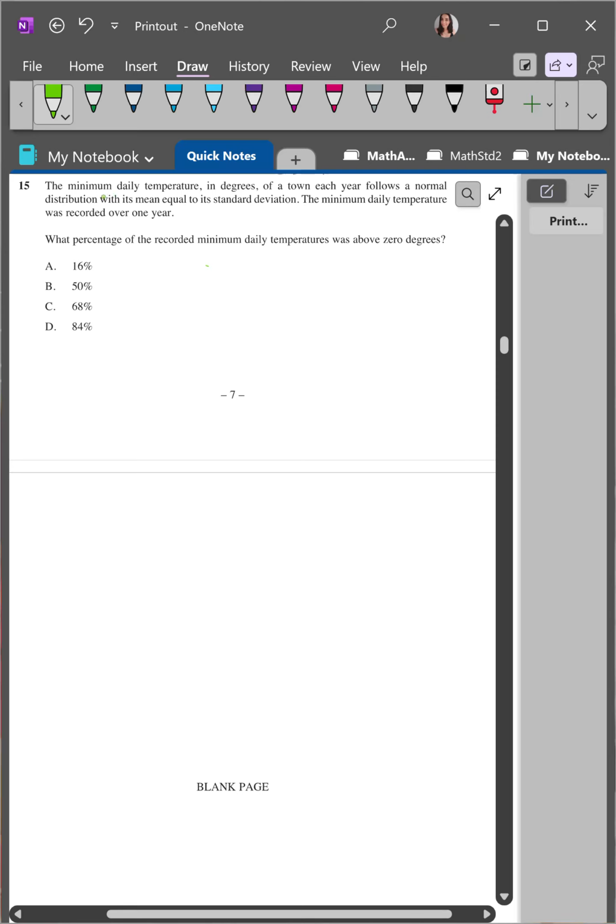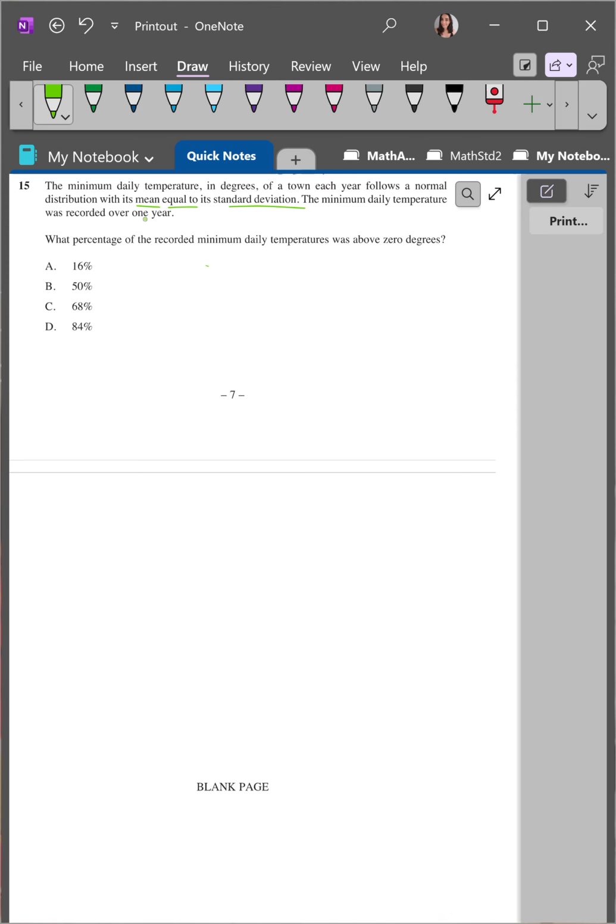Question 15. The minimum daily temperature in degrees of a town each year follows a normal distribution with its mean equal to its standard deviation. The minimum daily temperature was recorded over 1 year. What percentage of the recorded minimum daily temperatures was above 0 degrees?